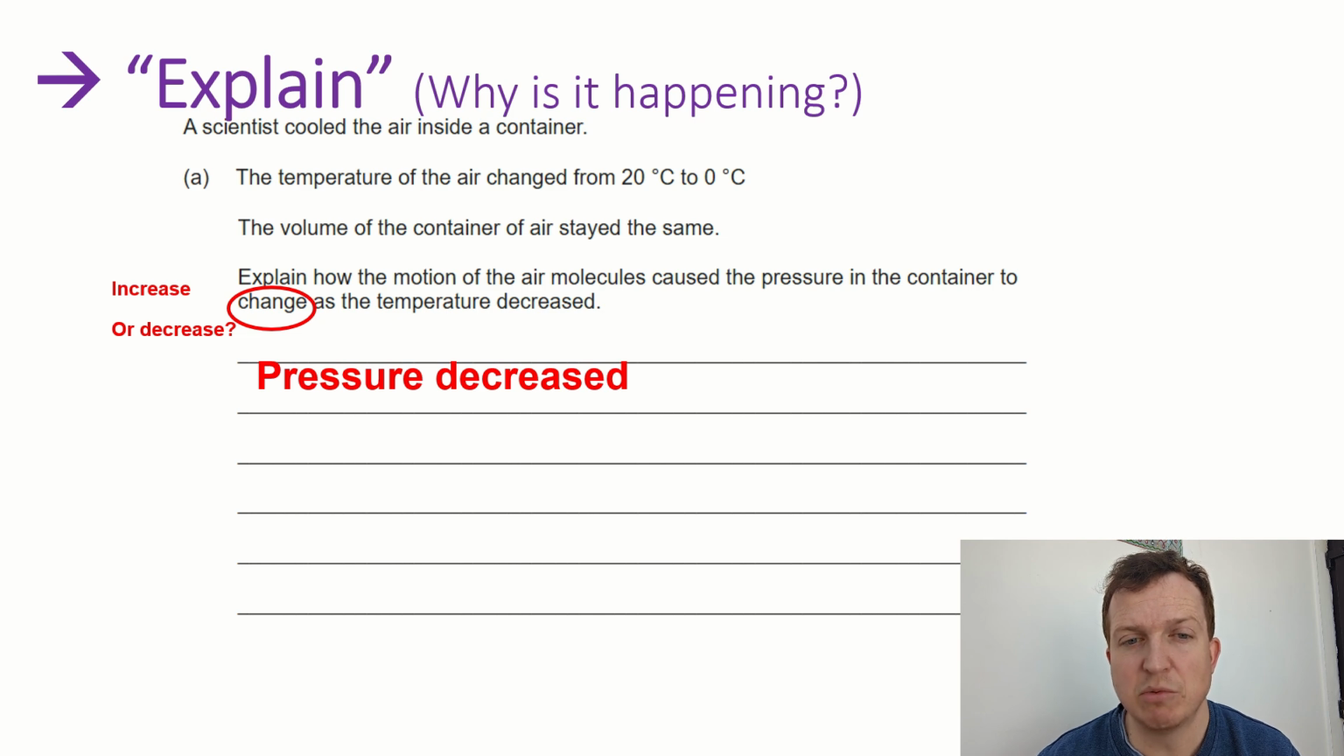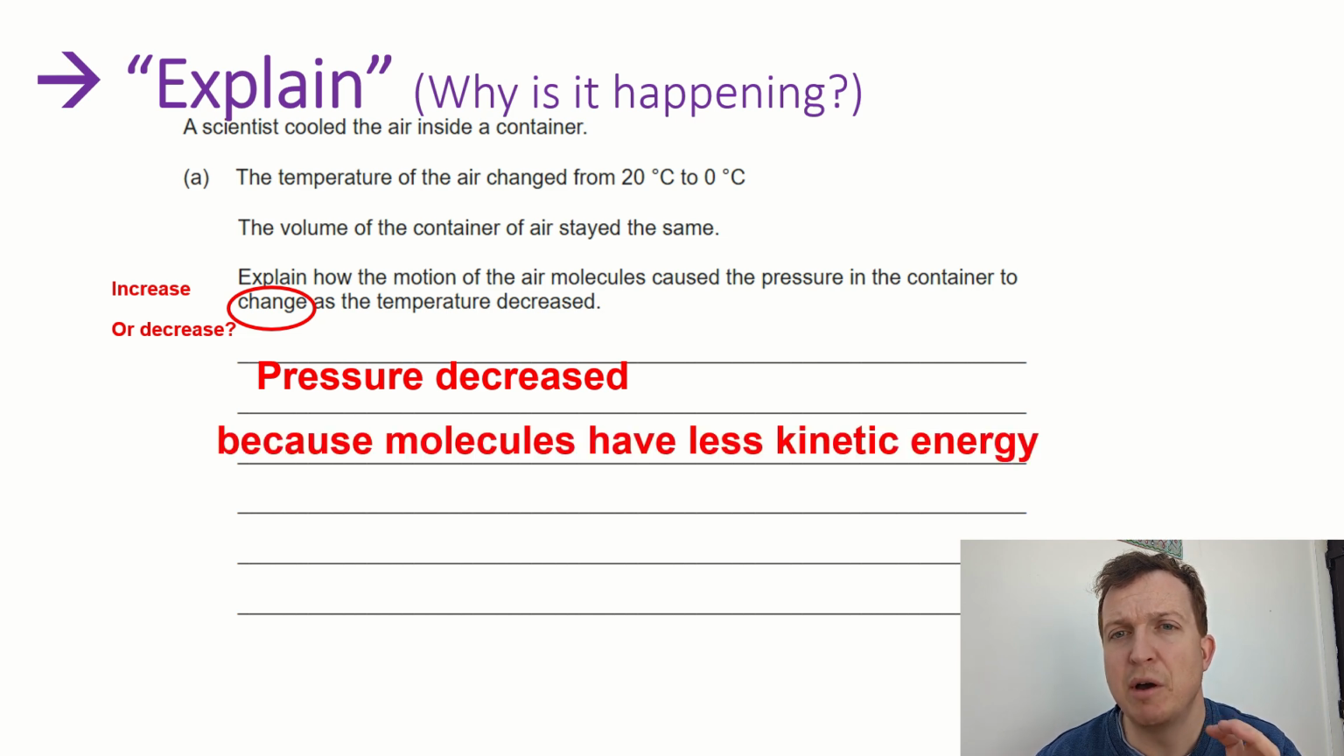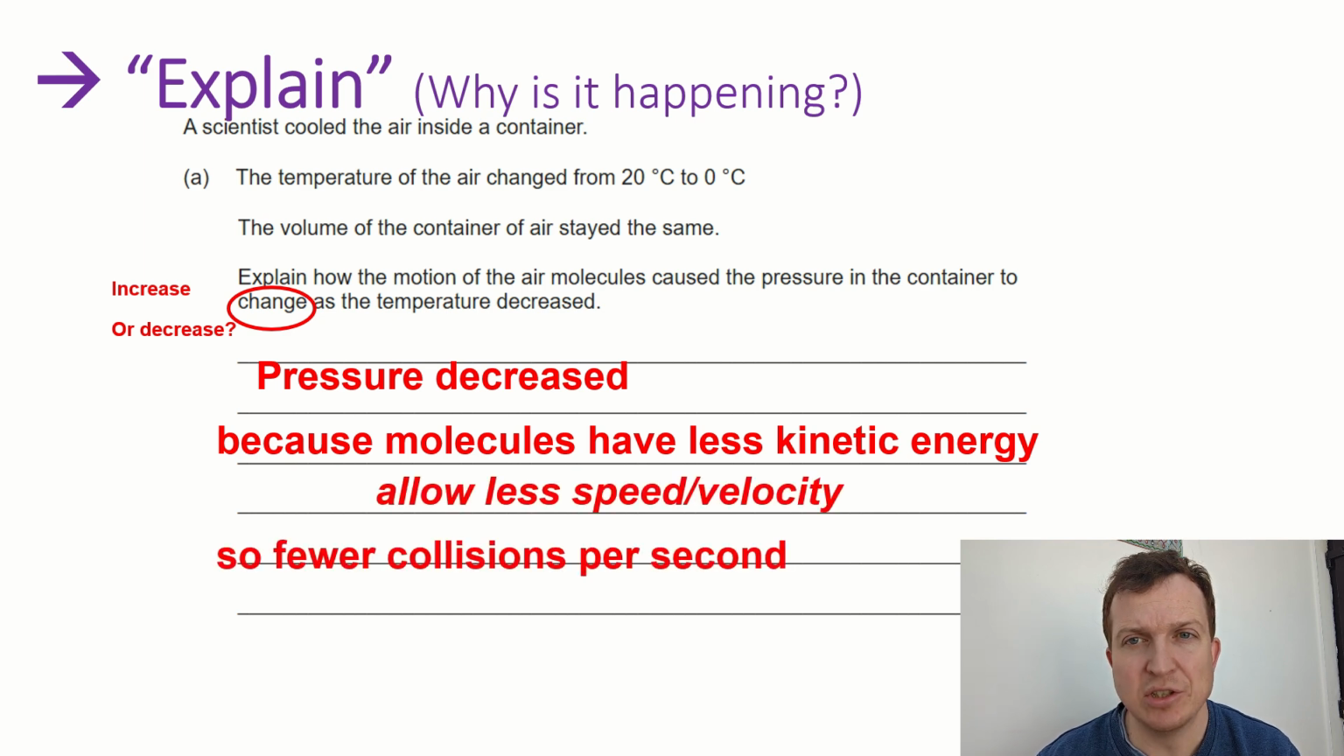So the pressure decreases, what we'd say is that molecules that are part of a gas that has less temperature have less kinetic energy. Less kinetic energy means, or you could say less speed if you wanted to, there are going to be less collisions per second, or fewer collisions per second with the wall. That would be enough to get your 3 marks.